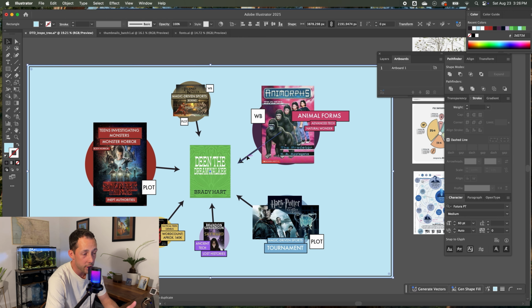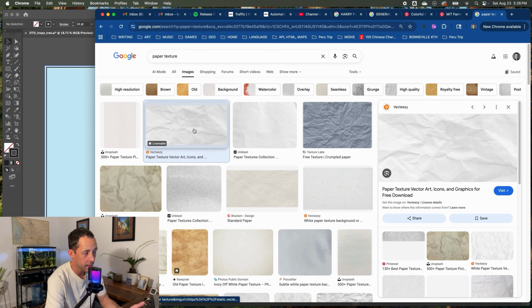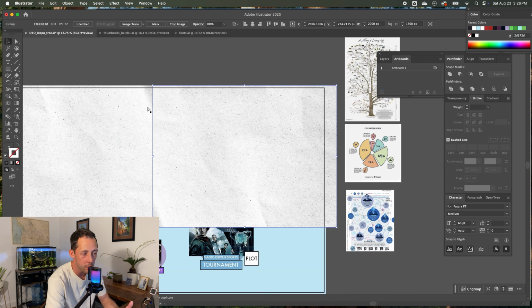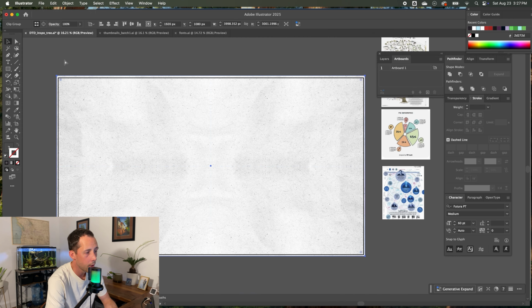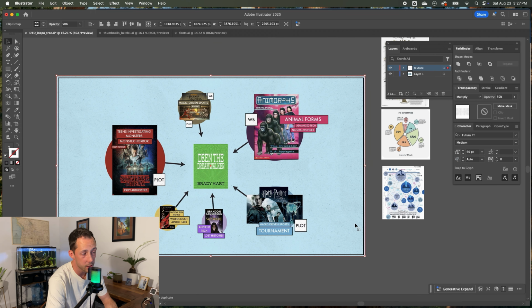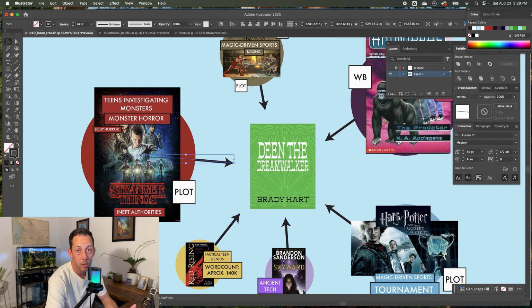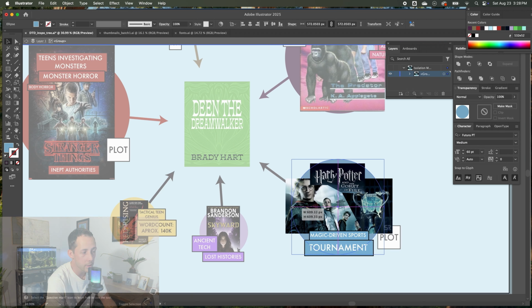And you can see from Stranger Things, I was also inspired by the plot, and that's that teenagers investigating monsters plot that I use in my book. In Animorphs, I'm inspired by the world building, the idea that human beings could transform into animals.